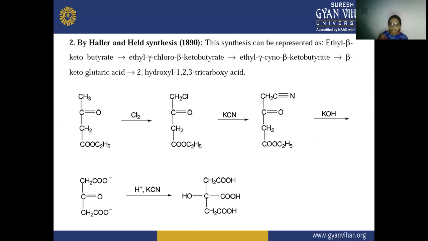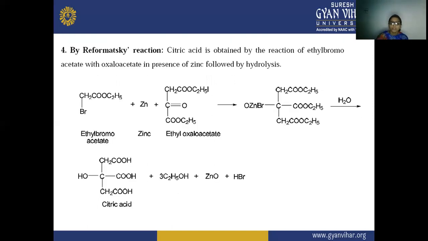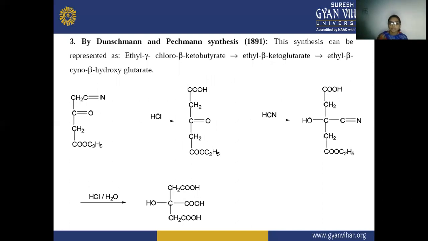In this synthesis, firstly, ethyl beta-keto butyrate is reacted with chlorine, and there is a formation of ethyl gamma-chloro beta-keto butyrate, and again it is reacted with KCN, forming ethyl gamma-cyano beta-keto butyrate. Then with the reaction of KOH, the keto butyric acid is formed, and when it is reacted with KCN, the acid is formed. Next, by the Dunksman and Pechmann synthesis.